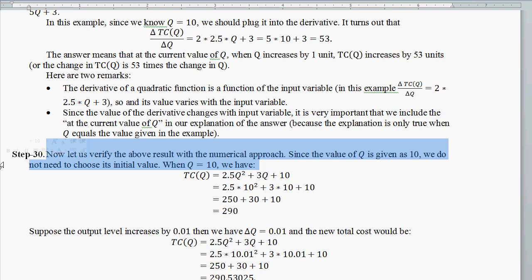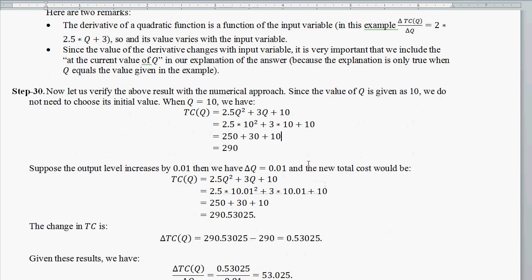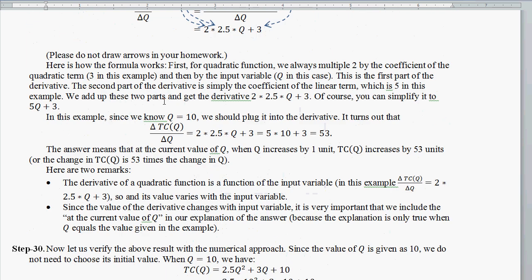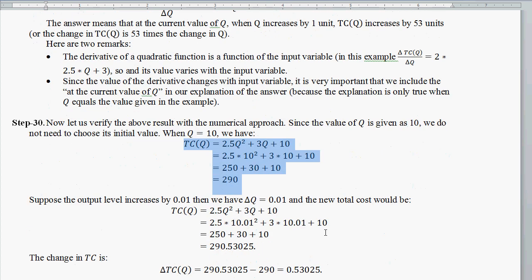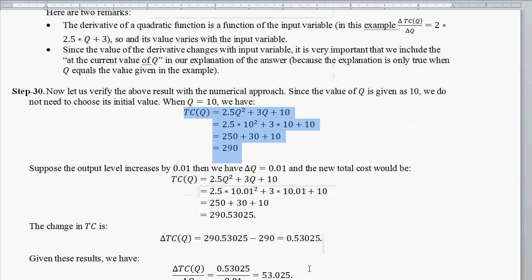Okay, so this time we don't get to choose q because the question says that q is equal to 10. So we're going to use 10. When q is equal to 10, the total cost is equal to 290. Okay, so currently the total cost is 290. Let's assume the output level will increase by 0.01, which is a very small number. If you increase by a large number, it's going to create a lot of discrepancy between the answer here and the answer here. Here we're going to choose a small increase. When delta q is equal to 0.01, the new total cost would be, well, this is the new output level, right? 10 plus 0.01, we plug it into the cost function, and that's the new total cost.